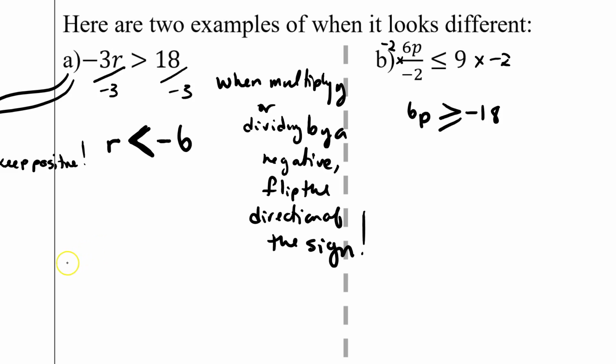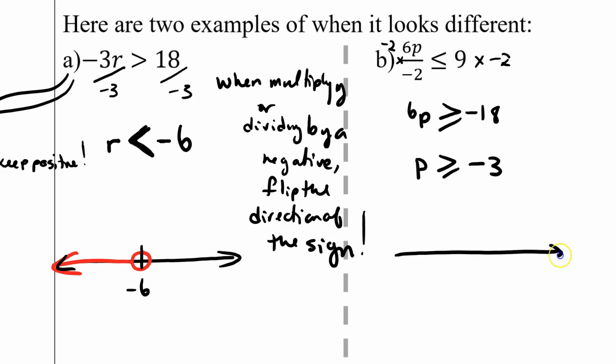So let's go back to this one and plot our solution on a number line. My important point here is -6. I'm going to use an open dot, and r is less than -6, so the solution lies here. For this question here, we need to finish it. 6p is greater than or equal to -18. P is greater than or equal to, divide both sides by 6, and it's -3.